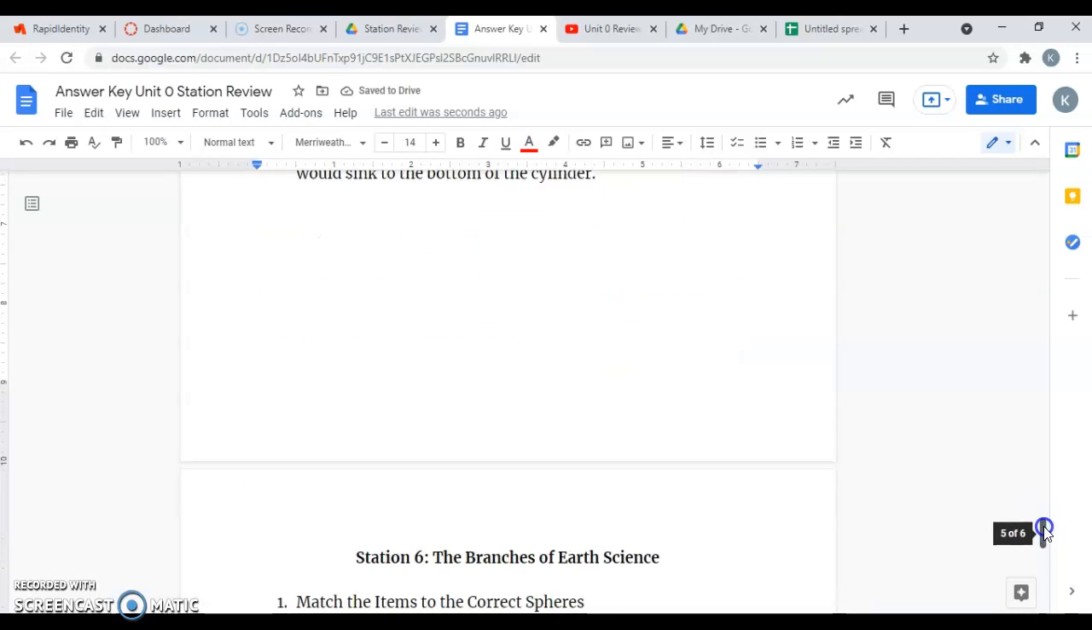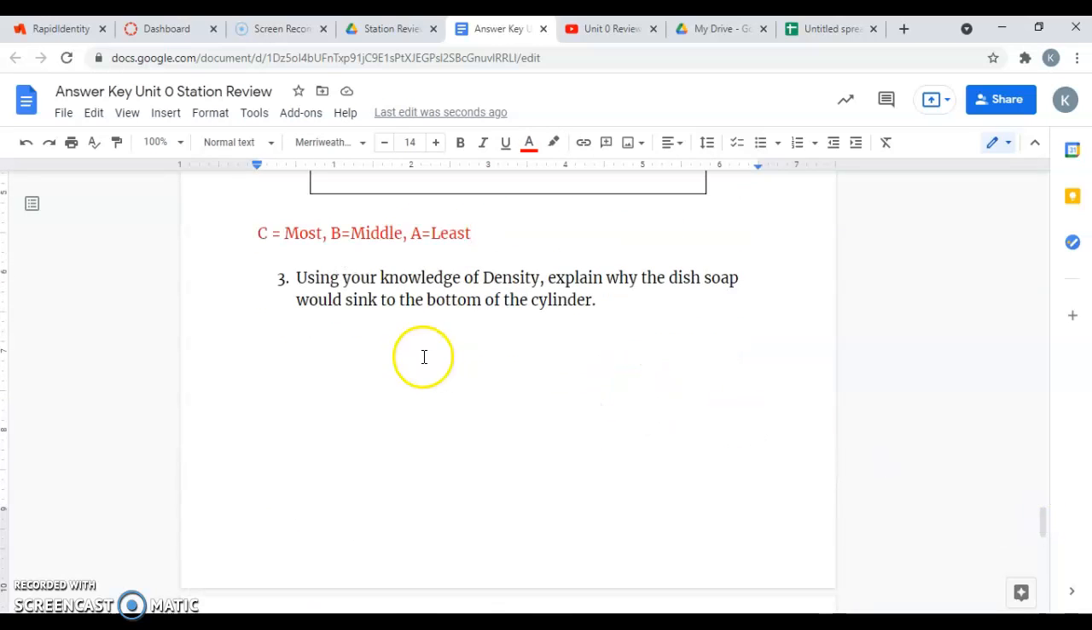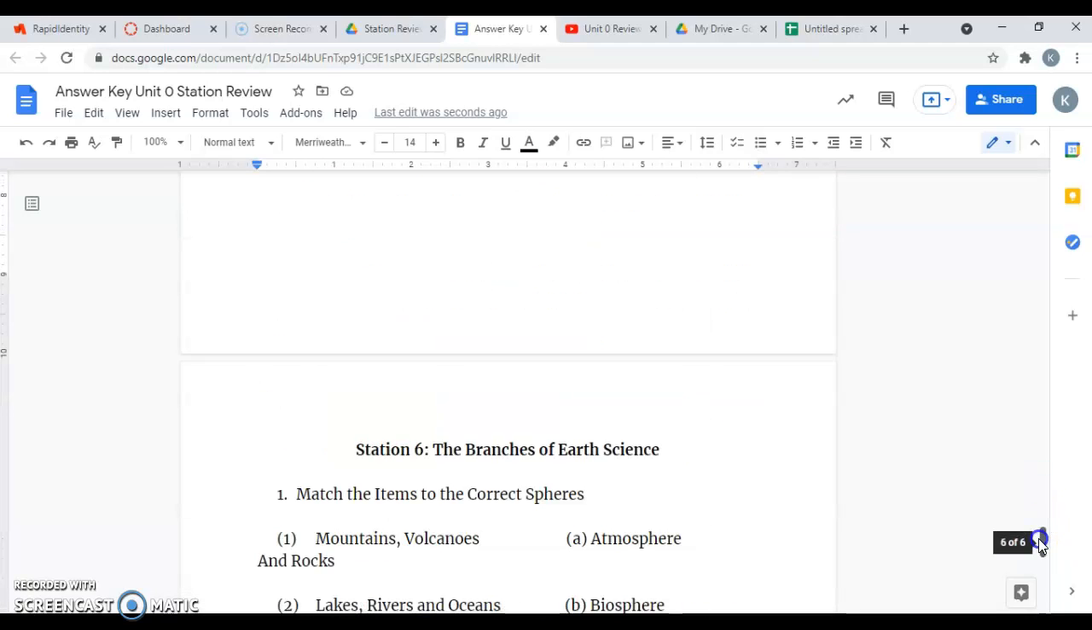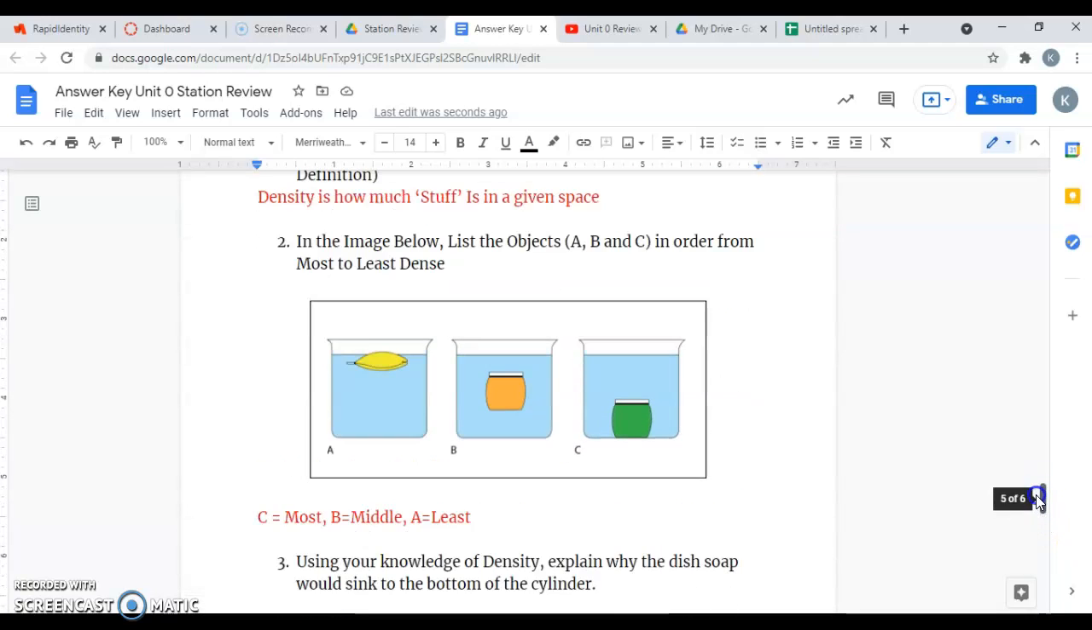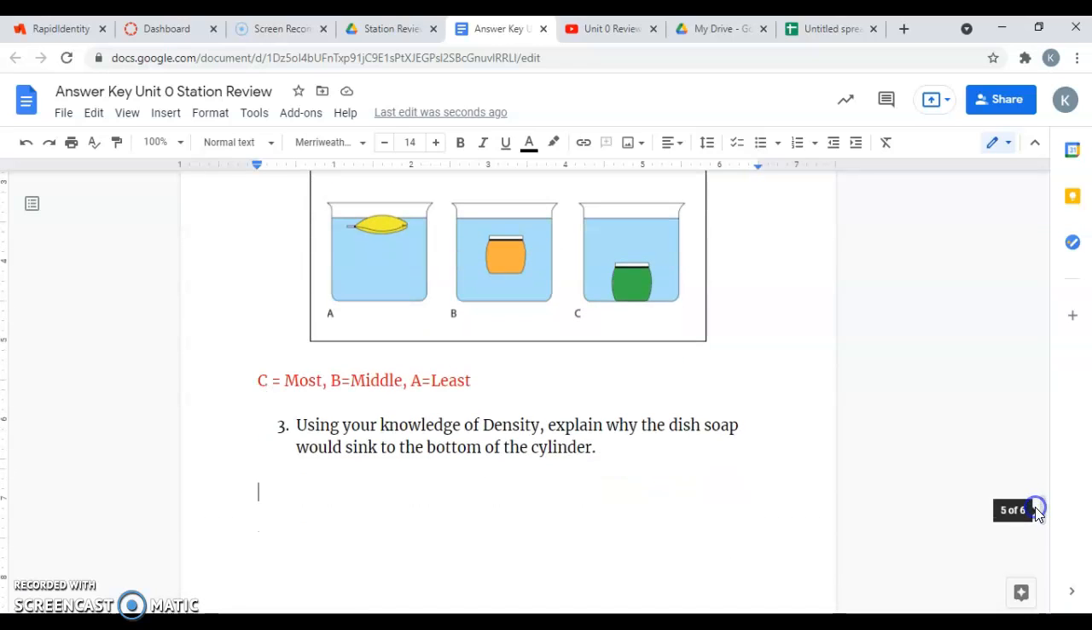So then 3 says, using your knowledge of density, explain why the dish soap would sink to the bottom of the cylinder. So this is in relation to the lab that we did. So remember we did dish soap, water, and rubbing alcohol. And when you guys put them in your cylinders, I know we had some issue because the dish soap had been sitting out for a while. But the dish soap sank to the bottom because it was more dense.